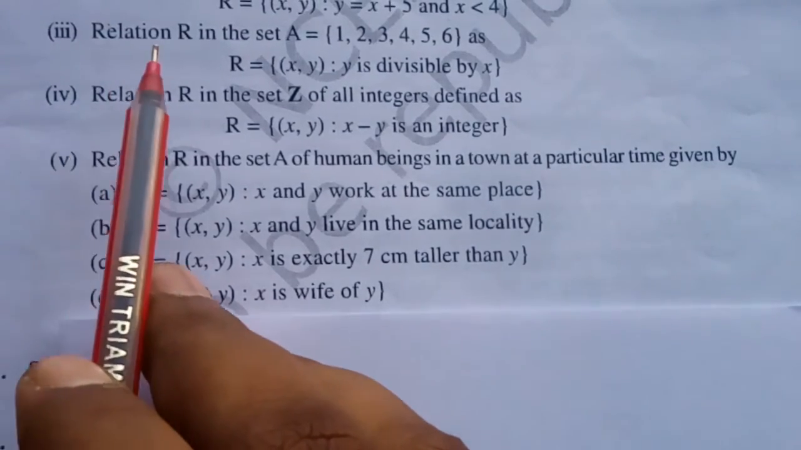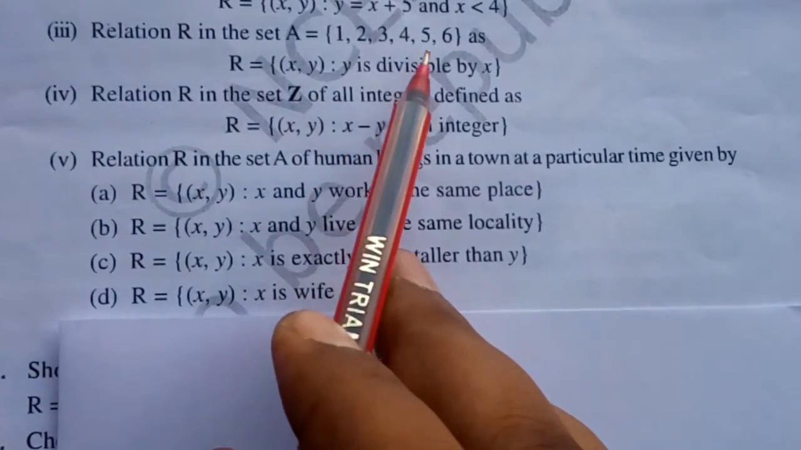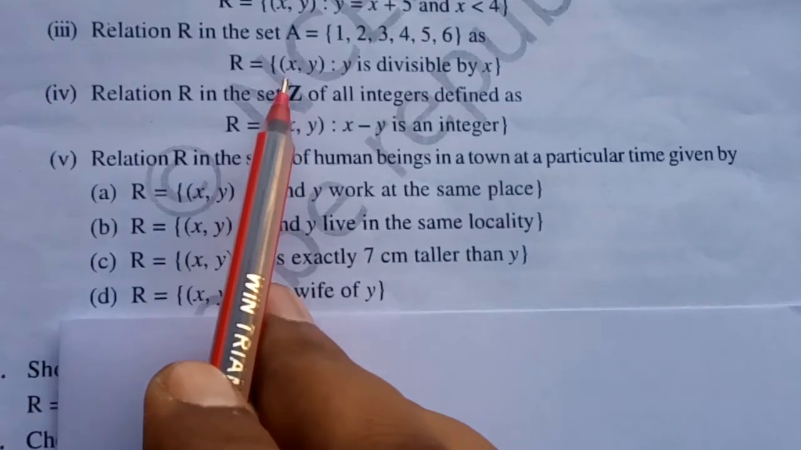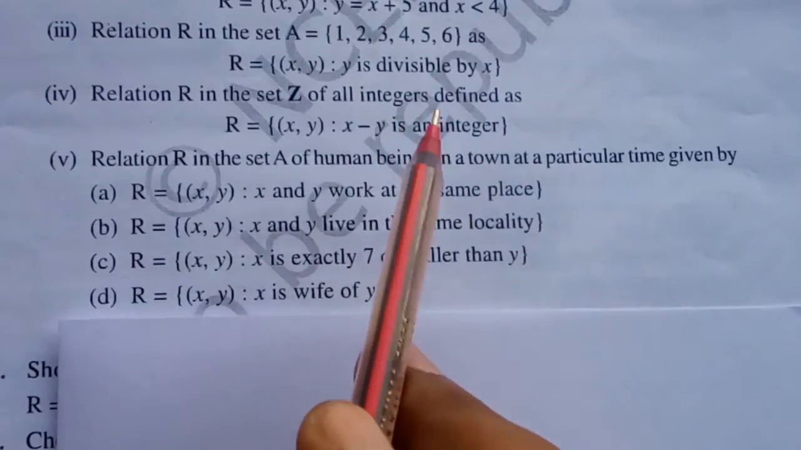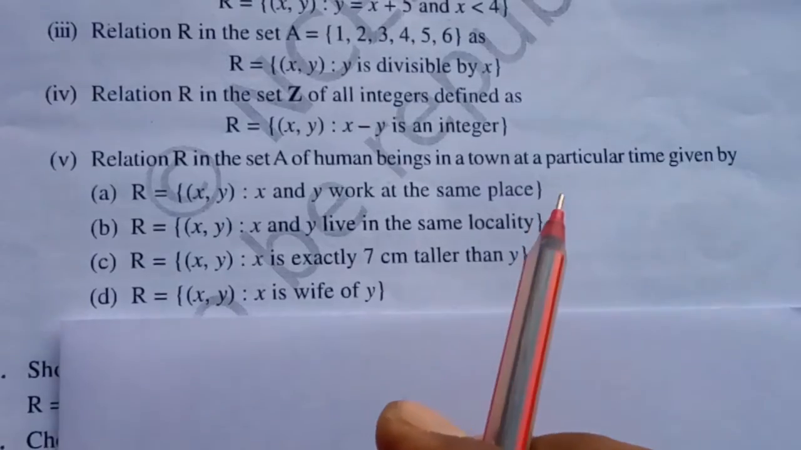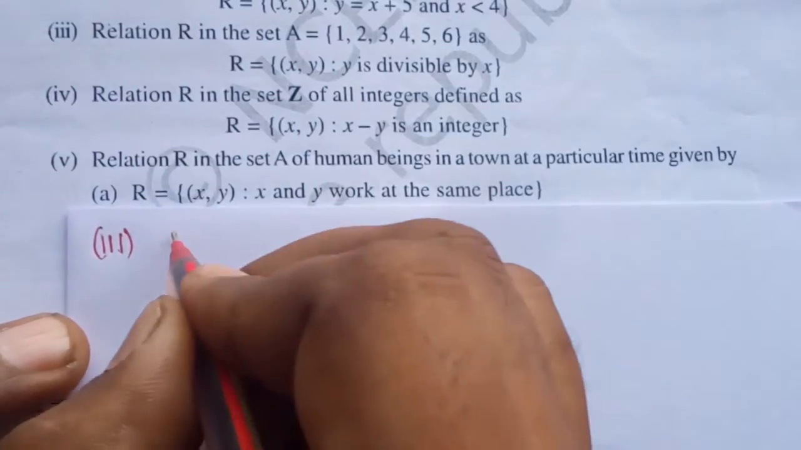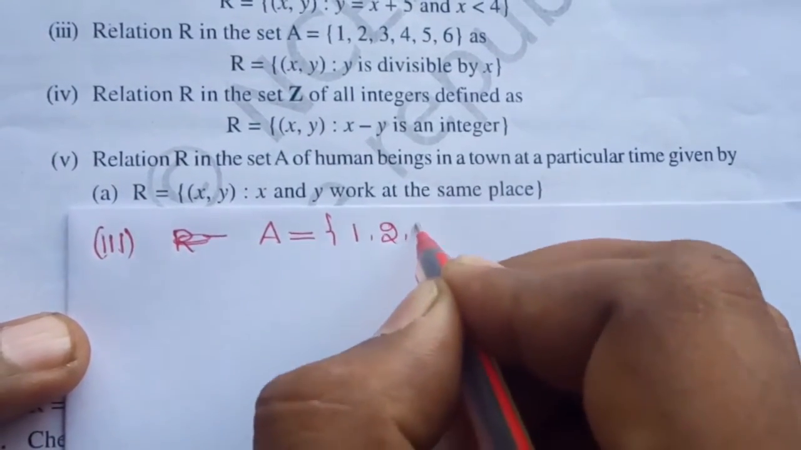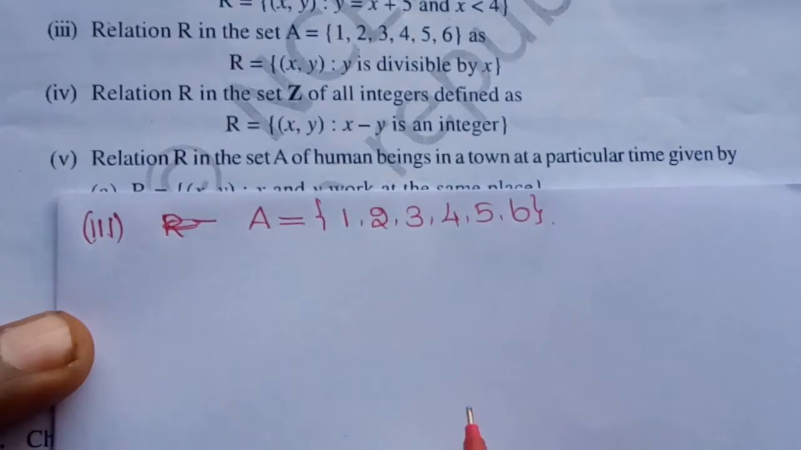Now next one, third subdivision. Relation R in the set A equal to {1, 2, 3, 4, 5, 6} is R equal to the set of ordered pairs (x, y) such that y is divisible by x. The y value is divisible by x, that is the relation defined. Now the third subdivision: the set A is equal to 1, 2, 3, 4, 5, 6. So what about the relation defined?